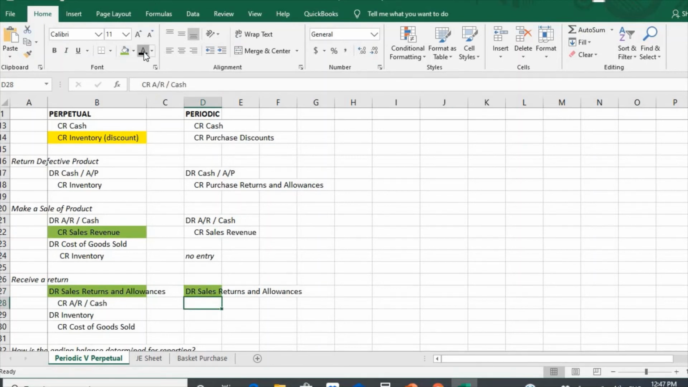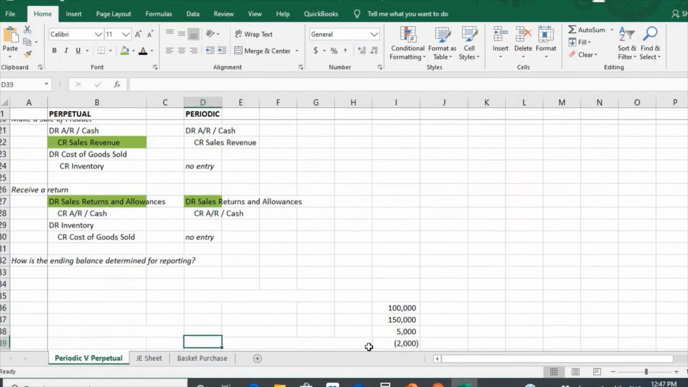And we get our money back. Sorry, we give them their money back. However, we don't update inventory. So there's no entry when we make a sale. There's no entry when we have a return. This does not change the value in our inventory under a periodic system.